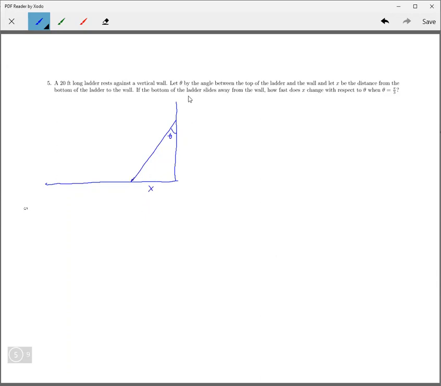Okay, the bottom of the ladder is sliding away from the wall. Whoa. I hope someone's not standing on the ladder up here. That would be really bad. Okay, if the bottom of the ladder slides away from the wall, how fast does x change with respect to theta when theta is pi over 3? Okay, so the ladder is, I forgot one thing. The ladder is 20 feet long, so this is 20, right?